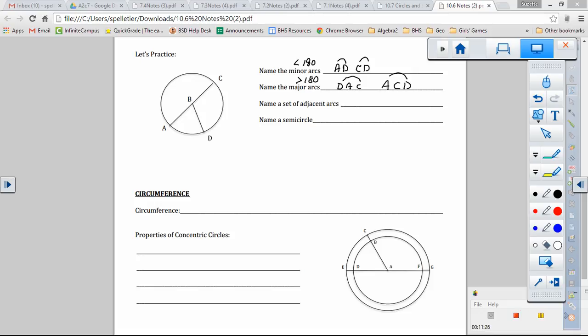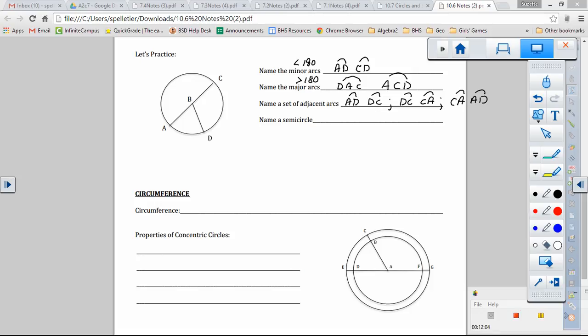Okay, name a set of adjacent arcs, so two arcs next to each other. So I'm looking for sure at arc AD and DC. They're next door neighbors. We could also say that we have DC as a next door neighbor to CA. It doesn't matter the size, they just have to be next to each other. And the third set you could have had was CA being next door neighbors to AD. So there are three next door neighbor sets, three adjacent arcs.